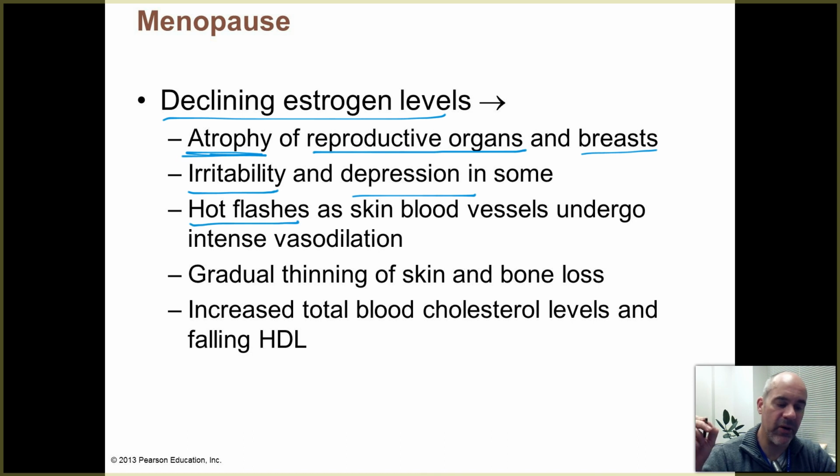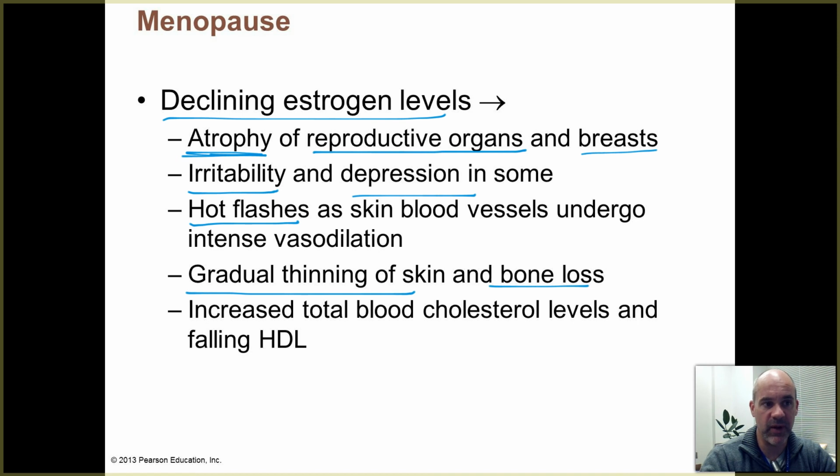Hot flashes can occur. That's due to intense periods of vasodilation that occur when a female is going through menopause and having some of these fluctuations in hormones occurring. Gradual thinning of the skin and bone loss. Estrogen is necessary for stimulating mitosis in the skin, maintenance of the skin tissues.